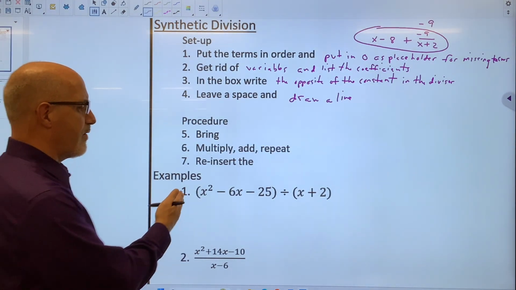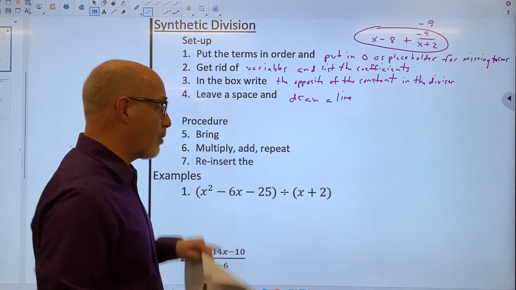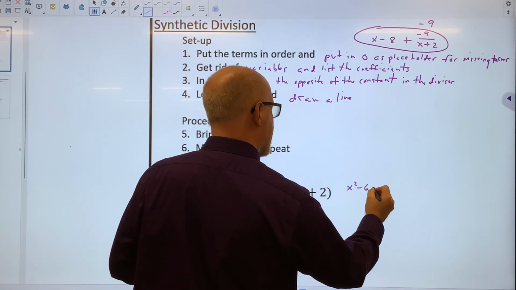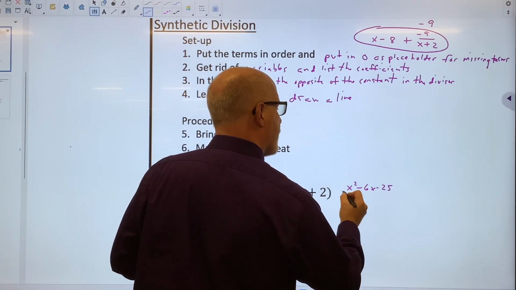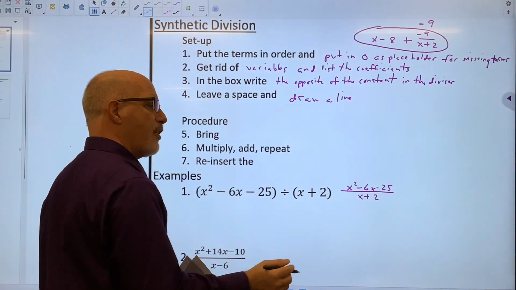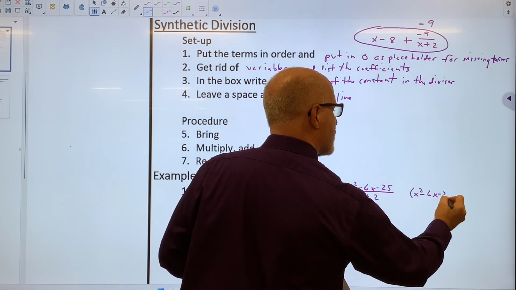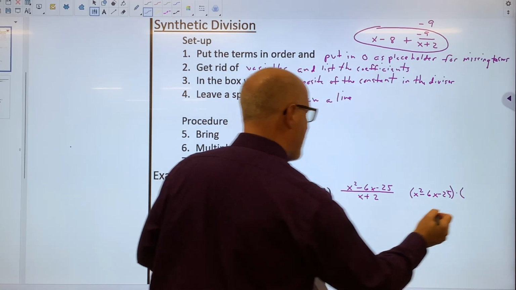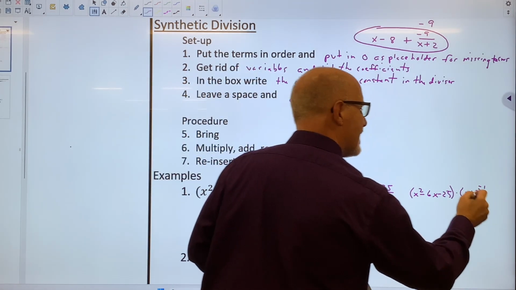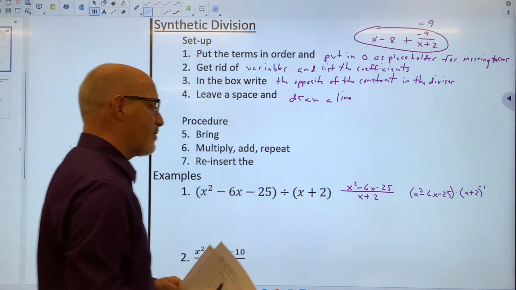So in this first one, when we have x squared minus 6x minus 25 divided by x plus 2, the three ways we can write this problem, just so you're aware, we could write it as a fraction, x squared minus 6x minus 25, with the fraction bar serving as our division symbol over x plus 2. And the other way is to write it as a trinomial, x squared minus 6x minus 25, times a binomial, x plus 2, but to a negative 1 power, because that negative 1 power means reciprocal. So it operates the same way as this fraction does.